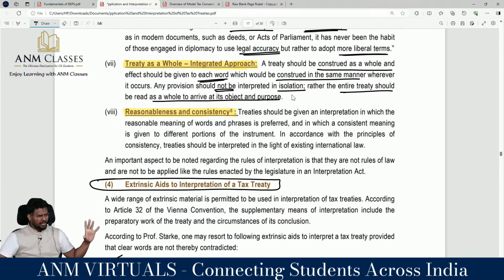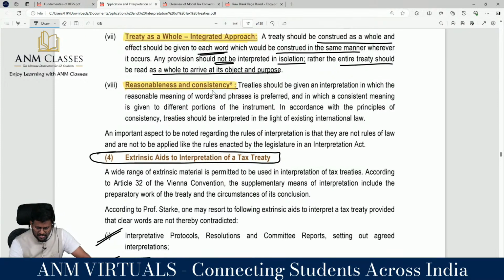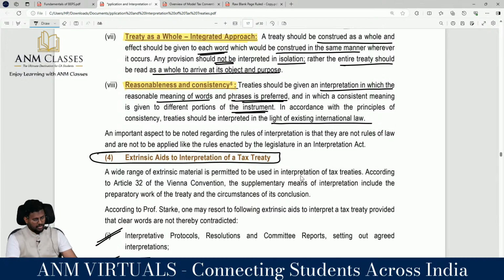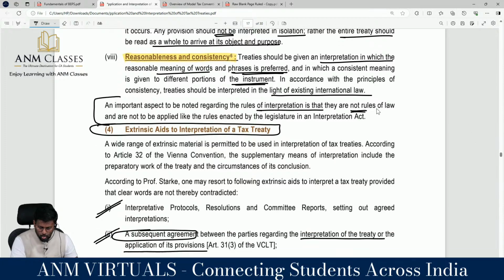So when you are interpreting a treaty, follow the integrated approach. The whole treaty should have consistency, same meaning, same word. Reasonableness and consistency. Treaty should be given an interpretation in which the reasonable meaning of words and phrases is preferred and in which consistent meaning is given to different portions of the treaty. In accordance with the principle of consistency, treaties should be interpreted in the light of existing international law. An important aspect to be noted regarding the rules of interpretation is that they are not rules of law, not to be applied like the rules enacted by the legislature in an Interpretation Act.